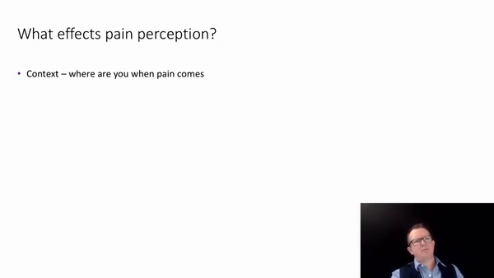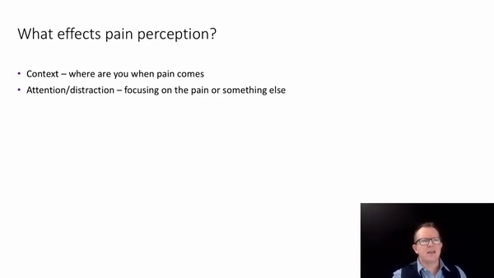So what affects pain perception? Well, the context. Where you are and when the pain comes. If you're in a boxing match and you get hit, you're going to expect some pain. If you're sat at home and you get hit, you don't expect to get some pain. So context has an effect.